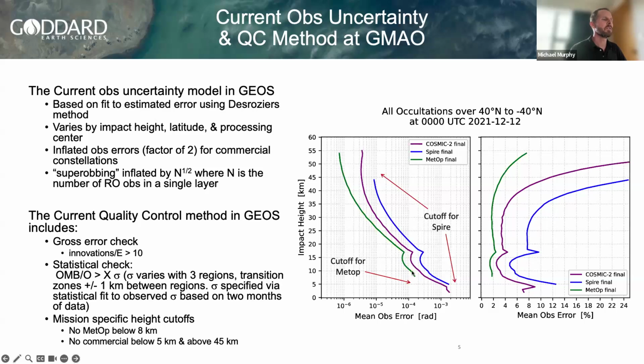So the same as what you saw in the previous talk with NCEP, we're cutting off MetOp at 8 kilometers using this method. And for Spire, we differ from what was described doing at NCEP. We're also cutting off Spire below 5 kilometers. This applies to all commercial, or I'm showing Spire as an example. And you can see that cutoff at 45 kilometer impact height as well for commercial RO in this system. This is the method that's currently used at GMAO.